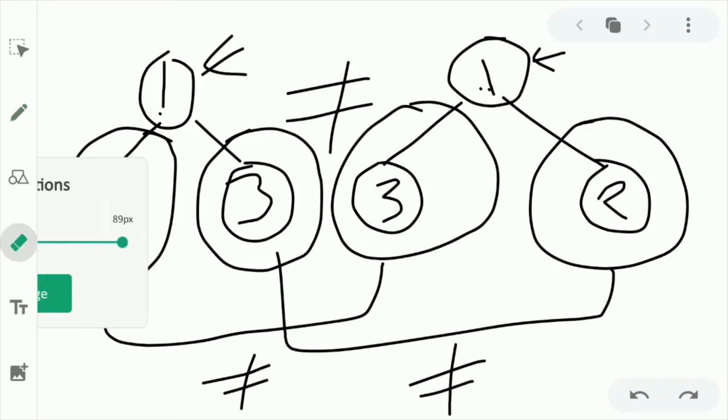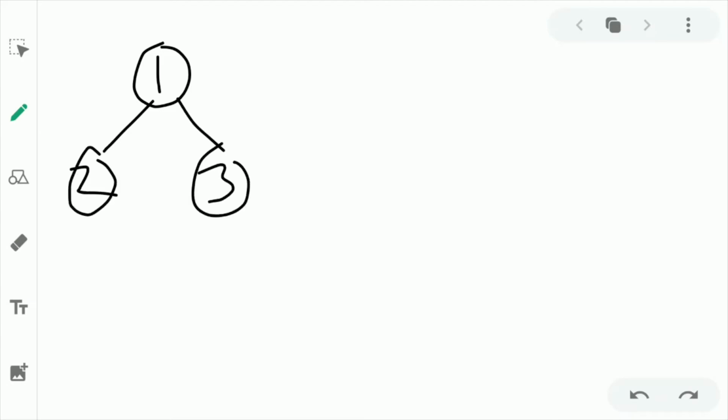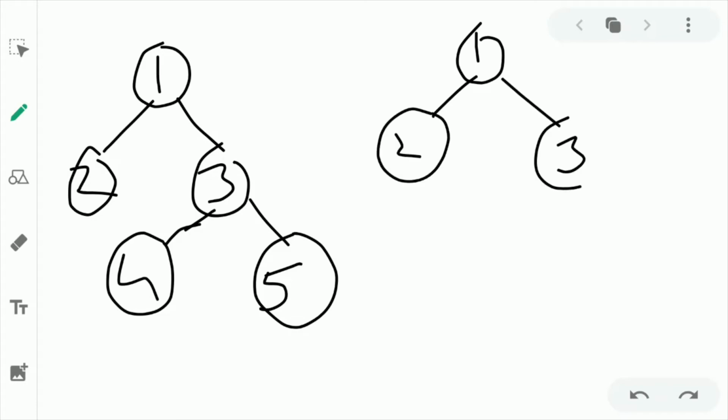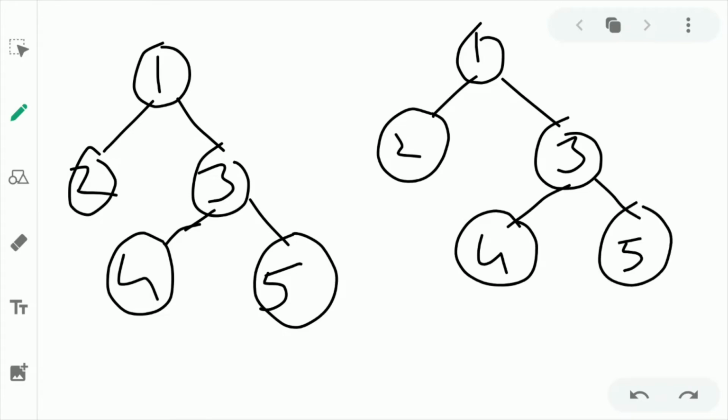So let me draw an example where they are exactly equal. So one example would be like here 1, 2, let's say 3, here 4 and here 5, and we have the same exact tree over here: 2, 3, 4, another 5.